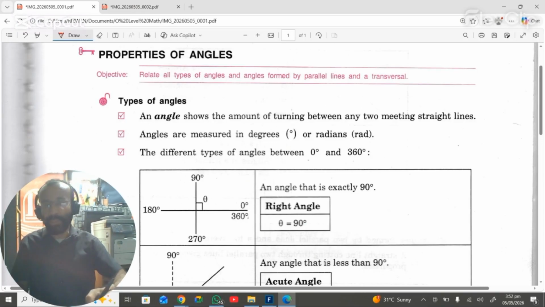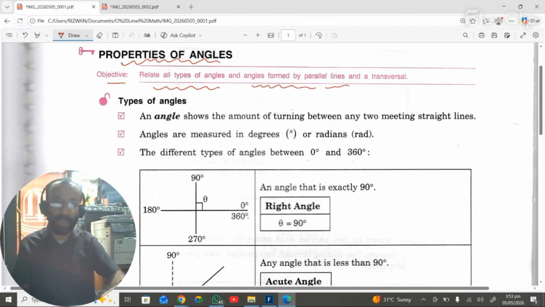Good morning, students. Today we are going to study the properties of the angles in the subject of mathematics O levels. And our today's objective is to relate all types of the angles and the angles formed by the parallel lines and the transversal lines. So we will study all different types of the angles made by parallel lines and the transversal lines and different types of the angles.